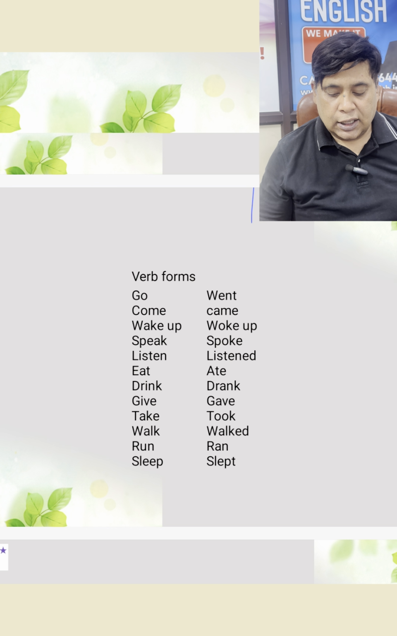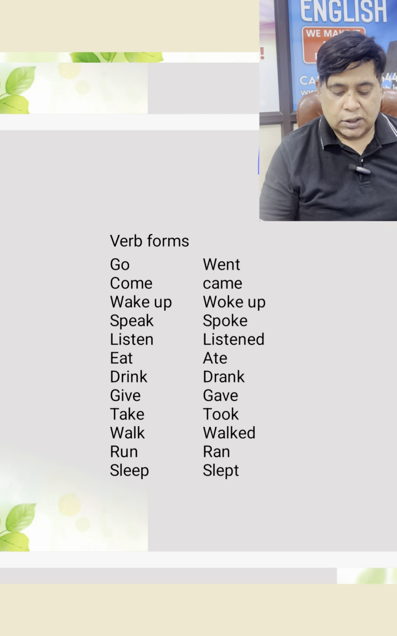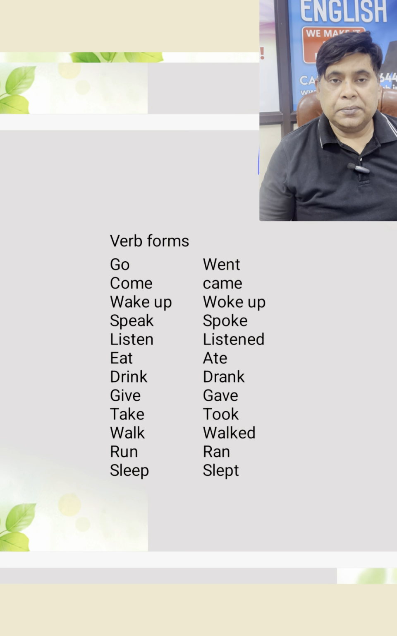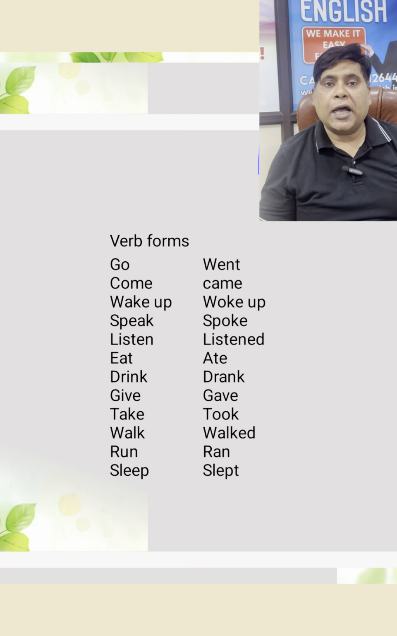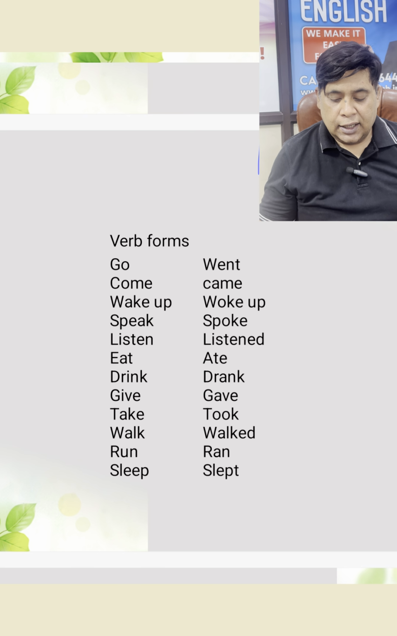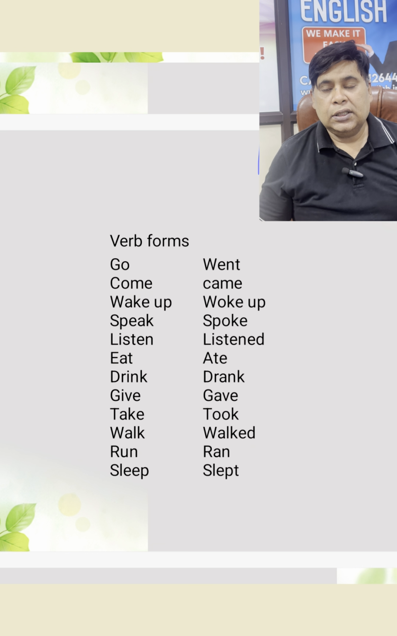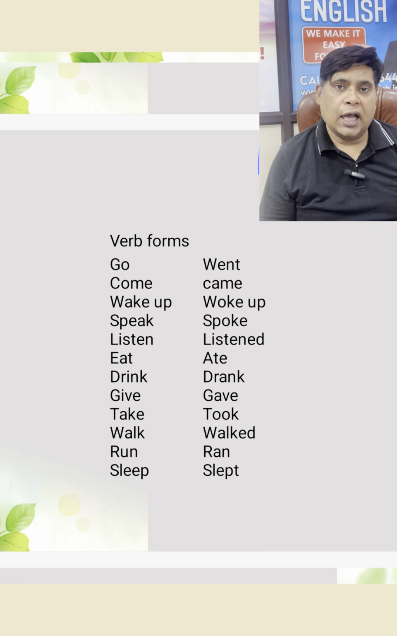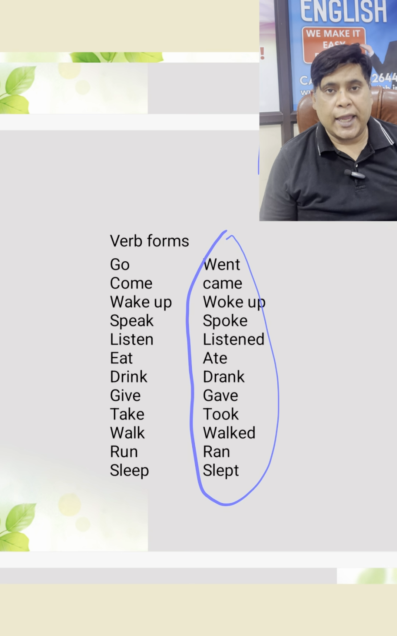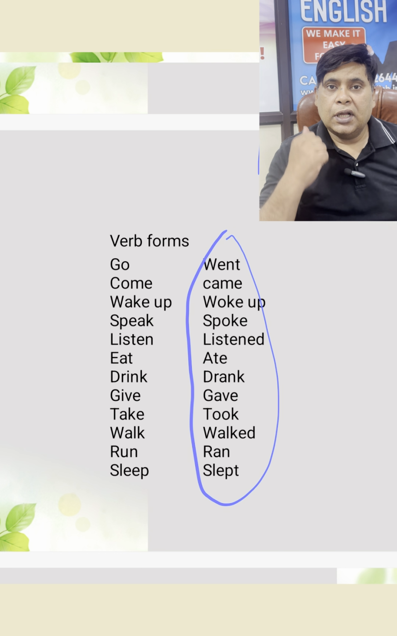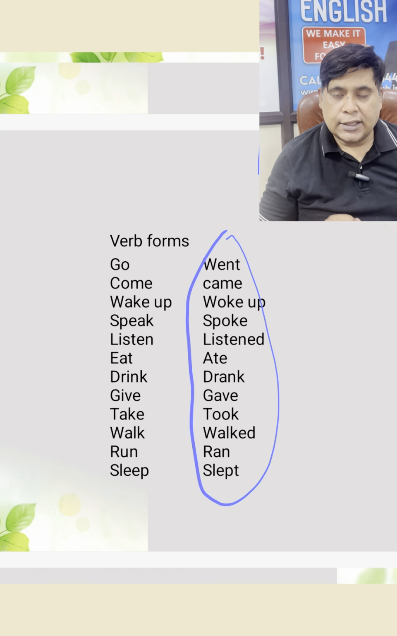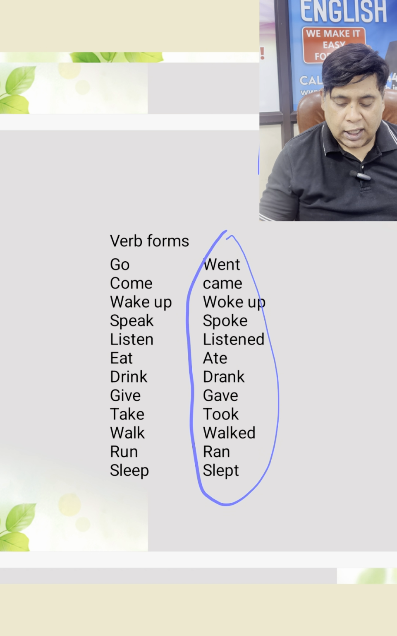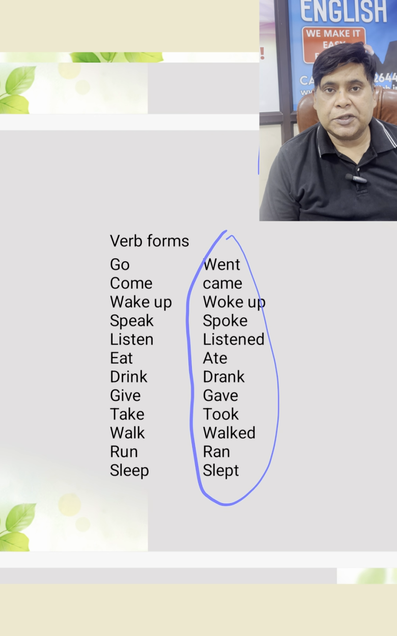For that, the first thing you need to have is verb forms, because in past simple sentences we use the past form of the verbs. For example, go, and the past form of this is went. So instead of saying "I go yesterday," we need to say "I went yesterday." Like I came, I woke up, I spoke, I listened, I ate. All these words are past forms of verbs.